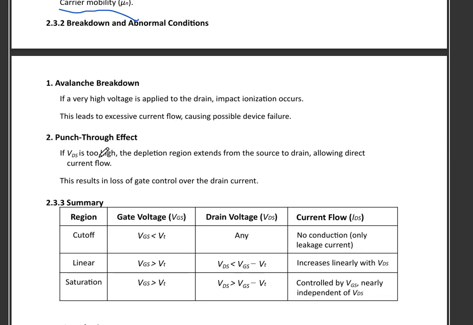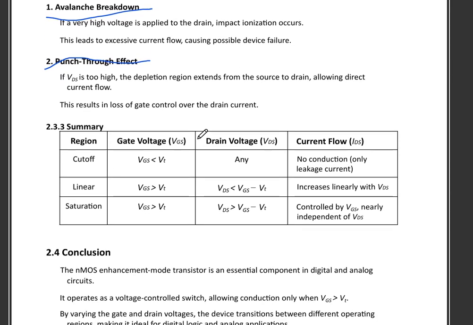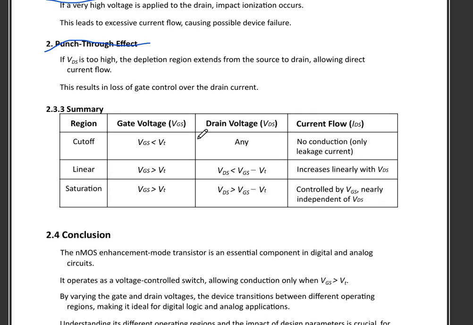Next is breakdown and abnormal conditions. The first one is avalanche breakdown and second one is punch through effect. In avalanche breakdown, a high voltage is applied at the drain terminal, and it also impacts the movement of ions. So this causes excessive current flow and possible device failure. Next is punch through effect. Punch through effect occurs when VDS is very high and the depletion region extends from source to drain terminal, and this results in loss of gate control over the drain current.